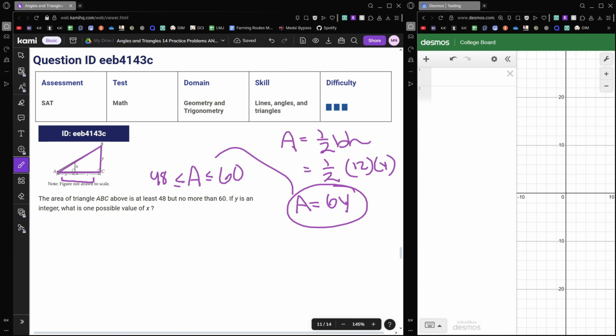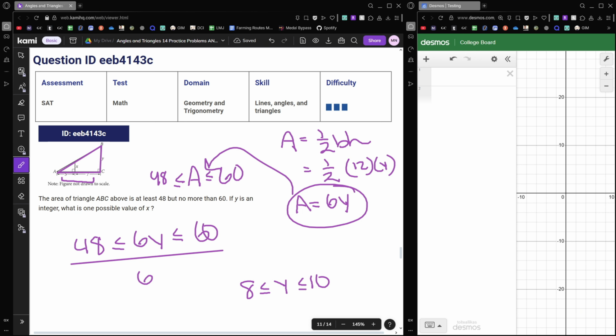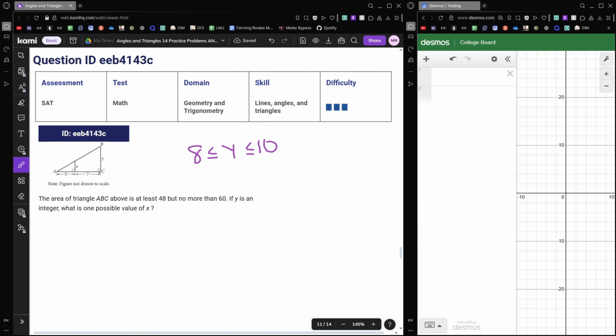And now let's substitute this into that inequality. So 48 is less than or equal to 6y is less than or equal to 60. And now let's get y by itself by dividing the entire thing by 6, and we get that 8 is less than or equal to y is less than or equal to 10. Alright, so now we know that y is a number between 8 and 10, so that means it could be 8, 9, or 10. It really doesn't matter which number you choose, but I'll just choose 9. So we can put y is equal to 9.